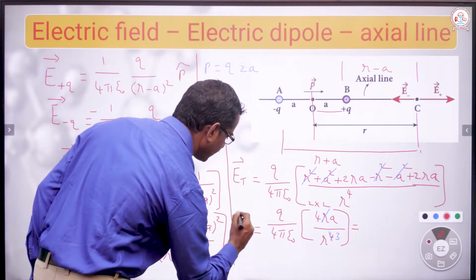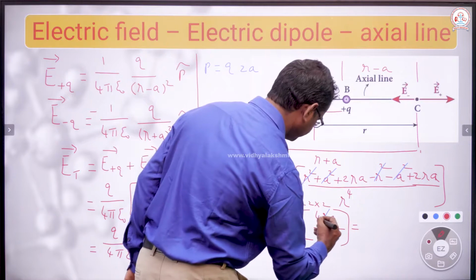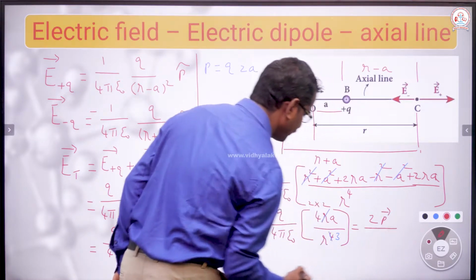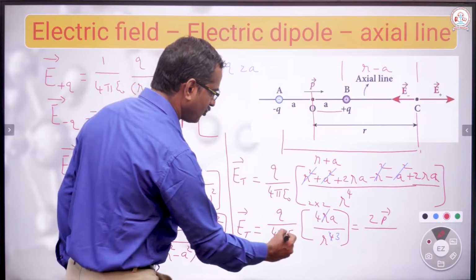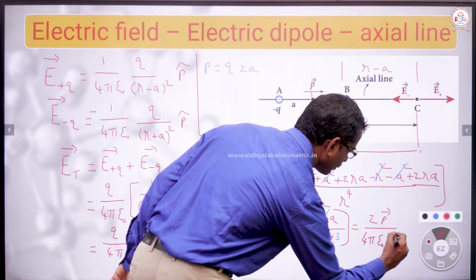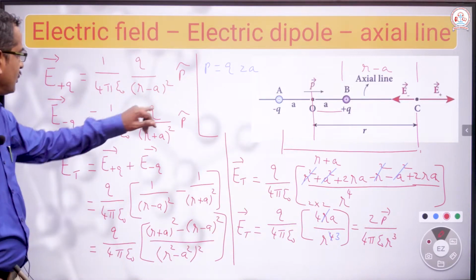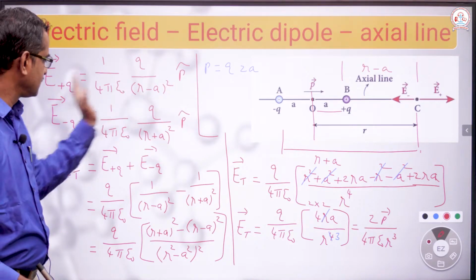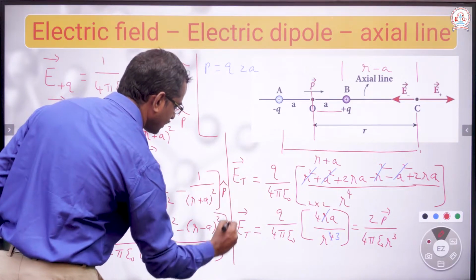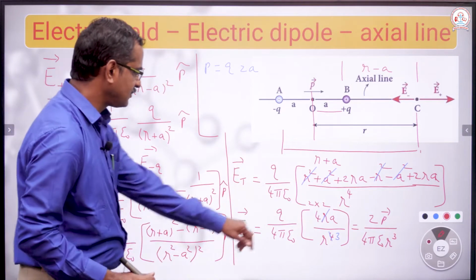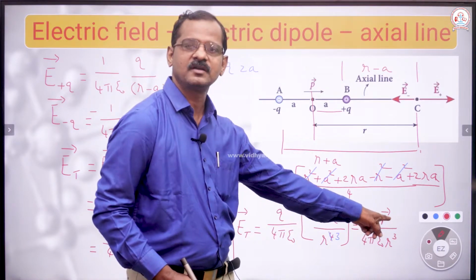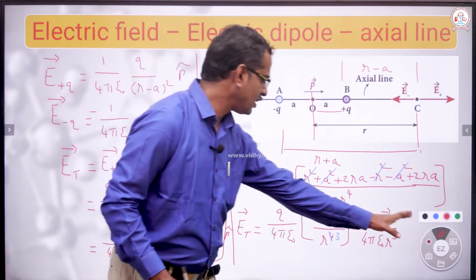The total electric field at this point is equal to 2 P vector divided by 4 pi epsilon naught r cube. Electric dipole moment is a vector quantity. Here we had P cap to represent this as a vector, and that P cap shall follow here. But in the last step, we need not add P cap because P itself is a vector quantity.